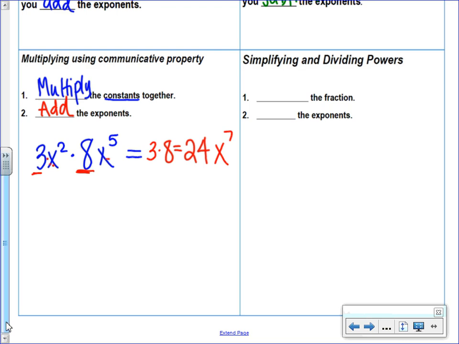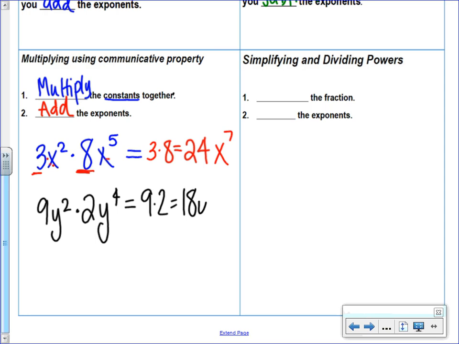So let's try 9y squared times 2y to the 4th. So first step, multiply the constants. So 9 times 2, 18. Add the exponents, y to the 6th. Bases have to be the same. So in this situation, they were both y's. All right, you all try this one. 10a to the third times 4a to the 7th. You guys try that one.